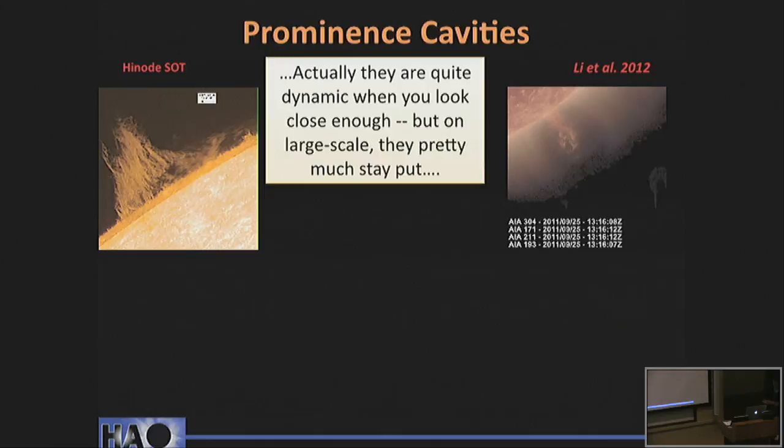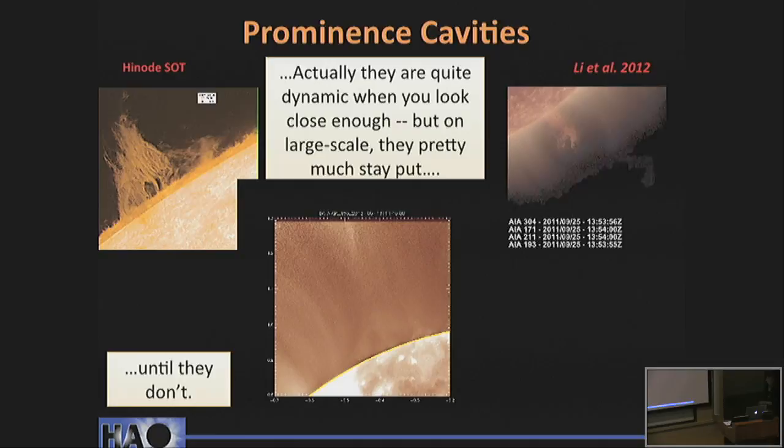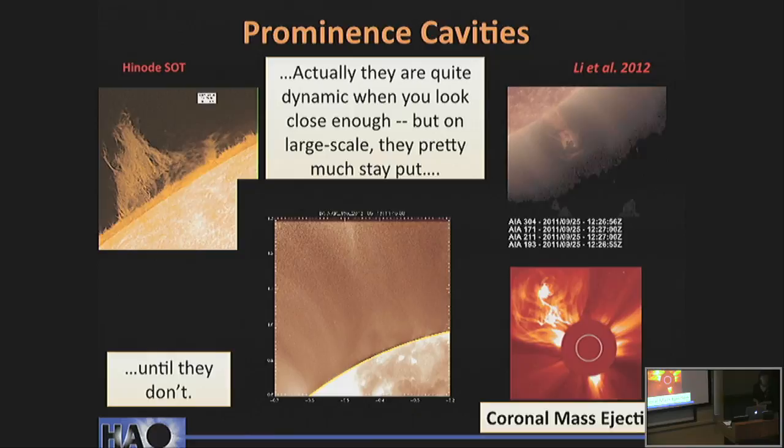So these things are very dynamic, but as I said, they can stay put for days and days and days until they don't. And here we'll see a cavity which had been sitting there for a long time, and it's slowly, over the course of hours, erupting outwards. And these are so-called coronal mass ejections, which are the source of space weather, and which I'll talk a little bit more about in my colloquium today. So the question of what is driving eruptions like this and what is creating the structures we see leads us back to the magnetic fields.